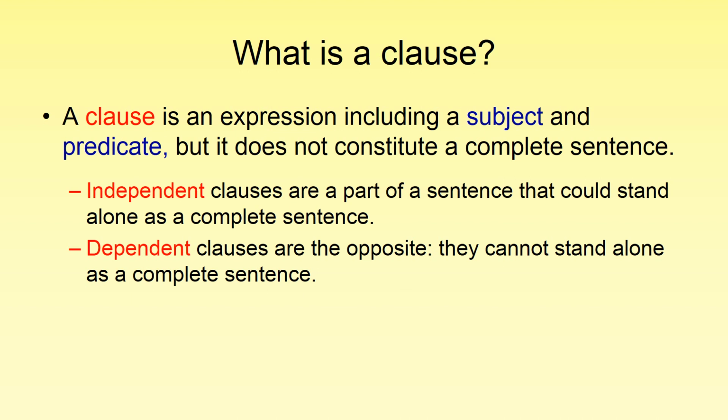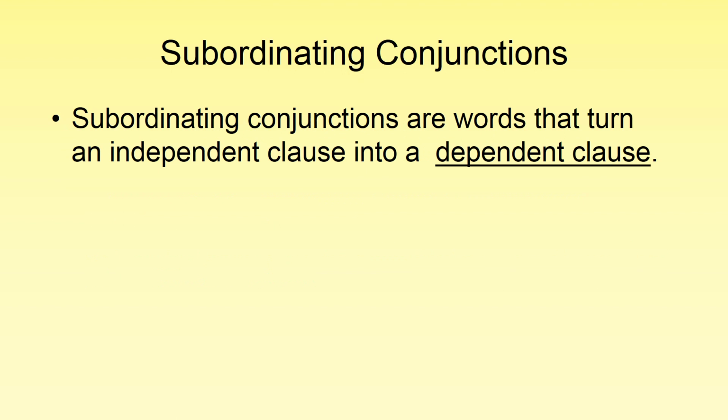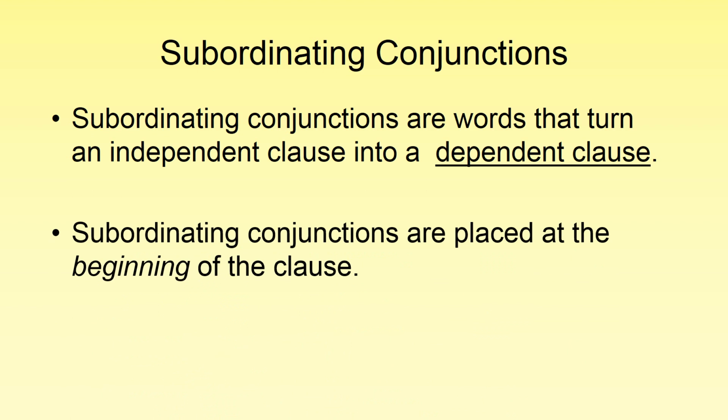This also means that dependent clauses are a type of fragment. To understand the difference between the two clauses, we need to understand what subordinating conjunctions are. Subordinating conjunctions are words that turn an independent clause into a dependent clause. These subordinating conjunctions are always placed at the beginning of the clause.